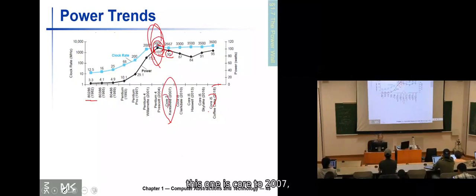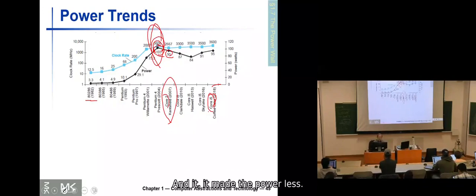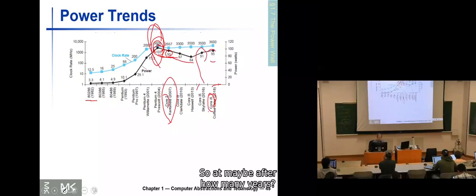For example, this one is Core 2 at 2007. Core i5 has 8 cores or 4 cores, 2 versions, I guess. So we changed from single core to multi-core. And it made the power less, and you could see even during the years it became less and less. And again, here we try to make a better processor. After 11 years from 2007, we reached the power at that time. Well, it's very good in terms of the design.